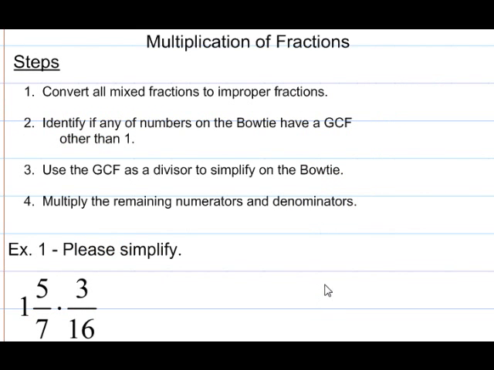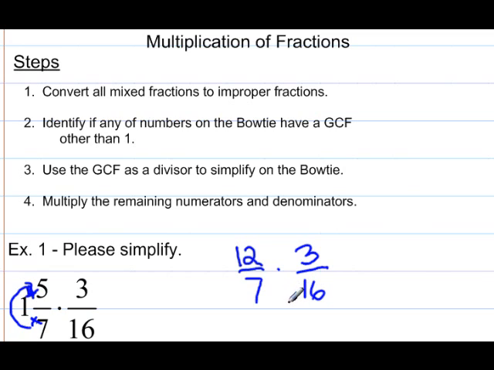Convert all mixed fractions to improper fractions. That's step 1. Well, if we see we do have a mixed fraction here. So we'll just convert that and do 7 times 1 plus 5. Part of my plus there, it was a little hard to write using the slate. So that's going to give us 12 sevenths times 3 sixteenths.